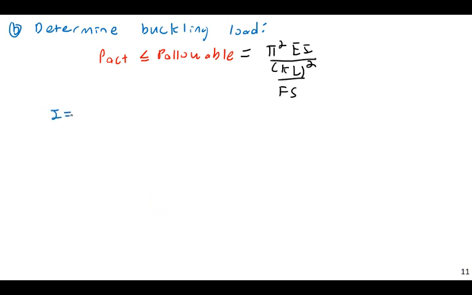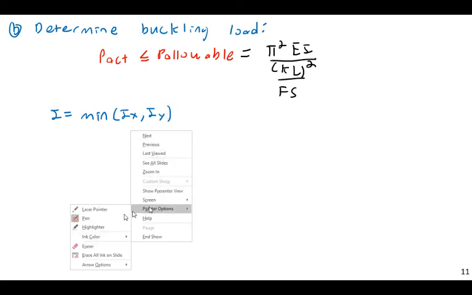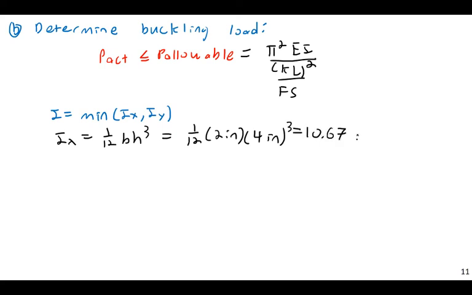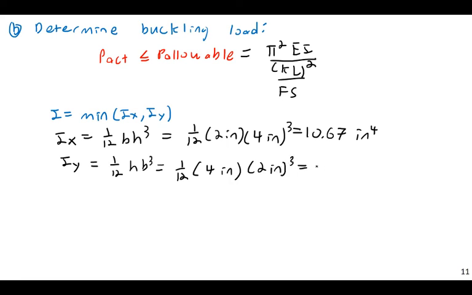I is the min of Ix and Iy. All right, and so then Ix equals 1/12 BH cubed, and you do have to watch out for your units on this stuff. 1/12 times 2 inches times 4 inches to the third, which is going to be 10.67 inches to the fourth. That's Ix. Iy is just the opposite. 1/12 HB cubed is going to be 1 over 12 times 4 inches times 2 inches to the third, equals 2.67 inches to the fourth.